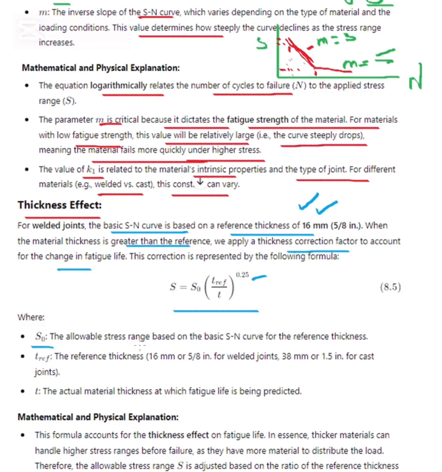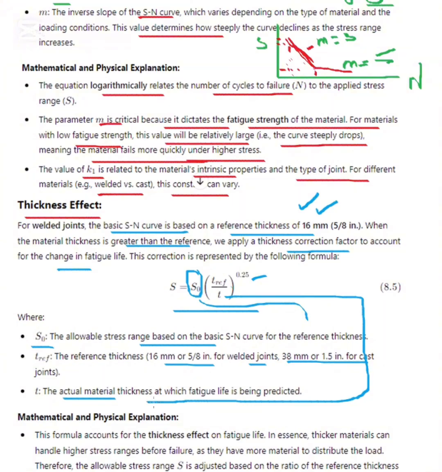Here S naught is the allowable stress range based on the basic S-N curve. This S naught is nothing but the basic S-N curve, based on the reference thickness. T ref is the reference thickness, that's 16 mm for welded joints and 38 mm for cast joints. T is the actual thickness at which the fatigue life is being predicted.